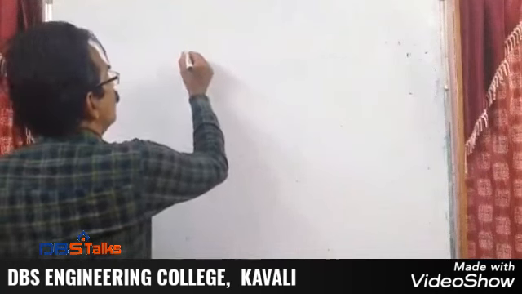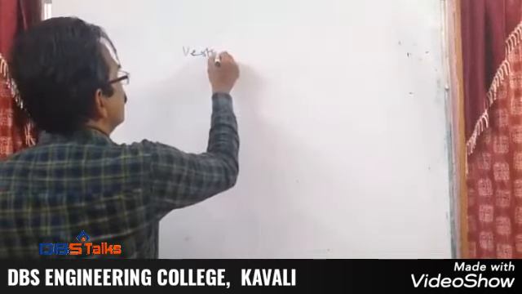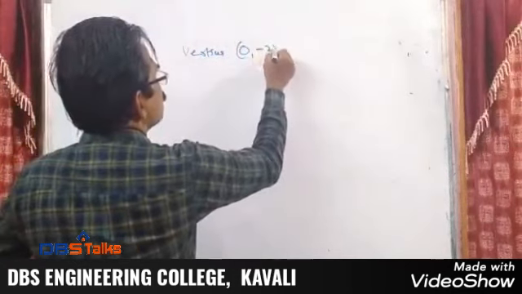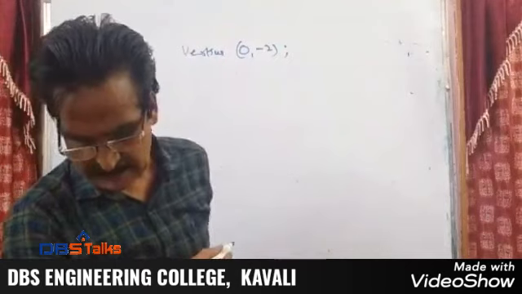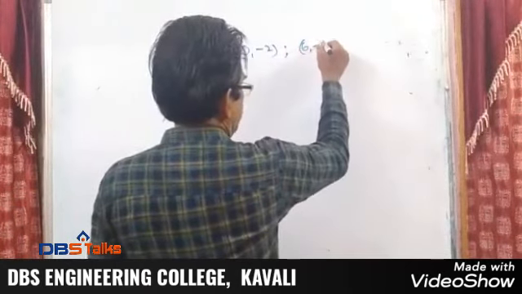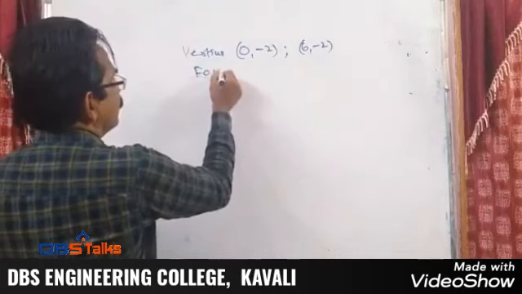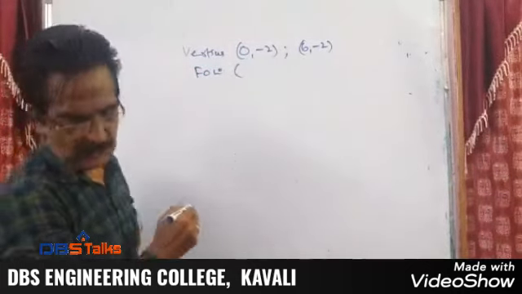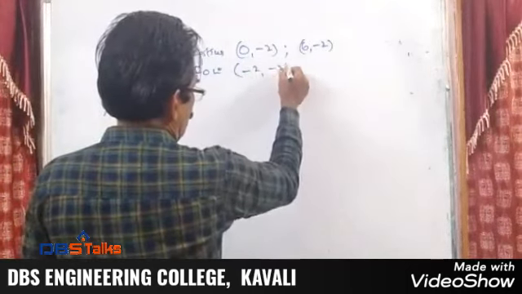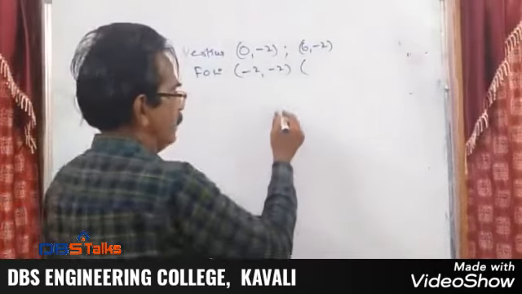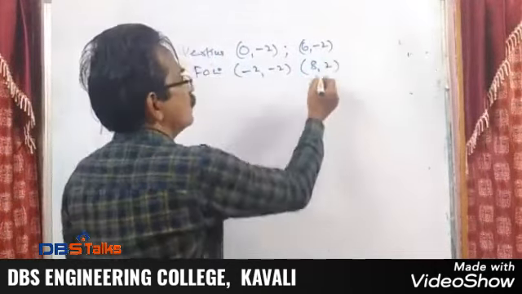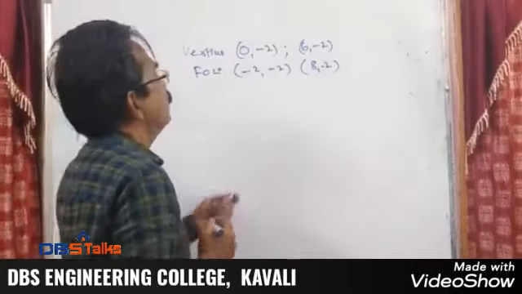Okay friends, our next problem is: what is the standard form of the hyperbola that has vertices at (0, −2) and (6, −2), and foci at (−2, −2) and (8, −2)? Okay, friends.